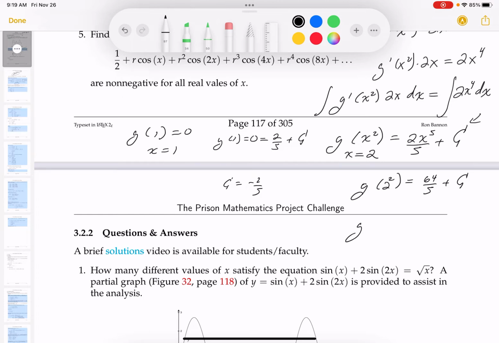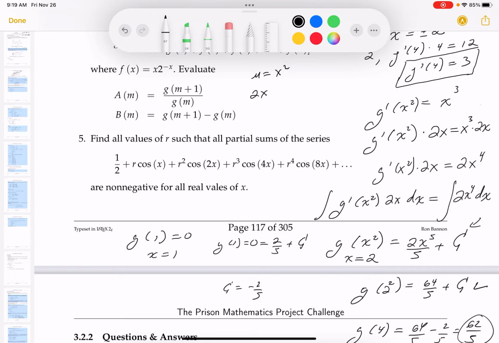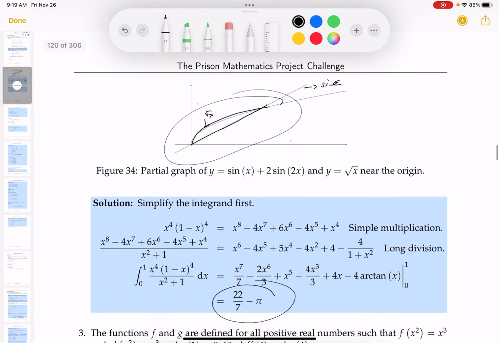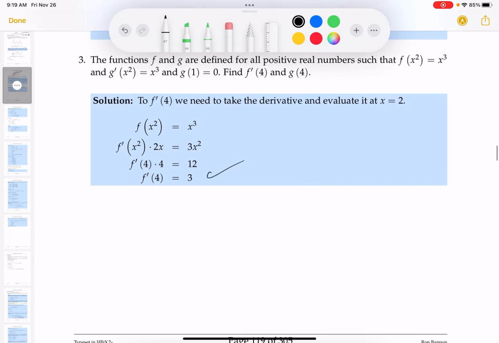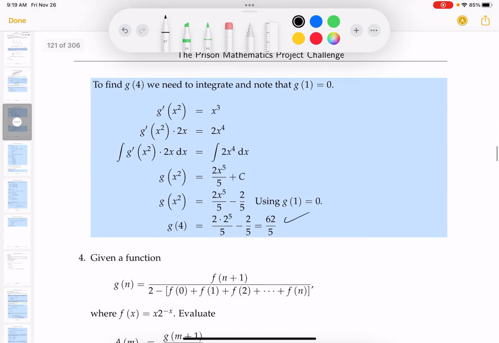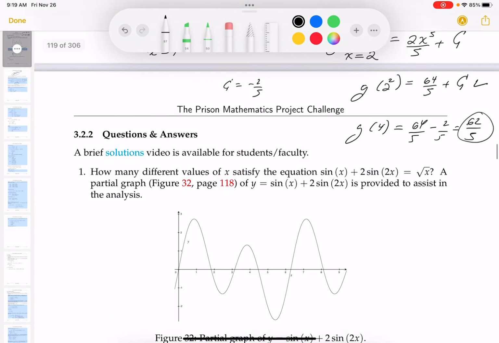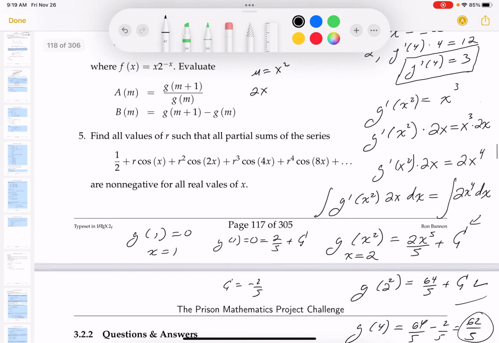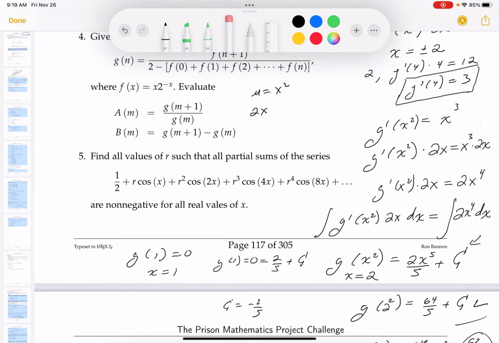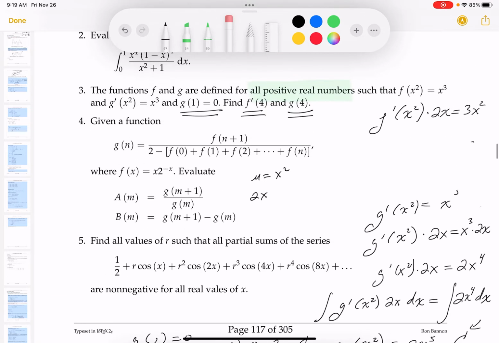So what's g of 4? It's going to be 64/5, which we just did up here, plus the C, which is minus 2/5. So 62/5. Let's look at the K, and I want to see if f prime of 4 is 3. I got this. And the other thing I want to see is if I got this one over here. And that's g of 4 is 62/5, right? All right, we're doing okay. All right, get me an eraser out. I'm going to start to erase. I think we did okay with that. Now we just did 3.